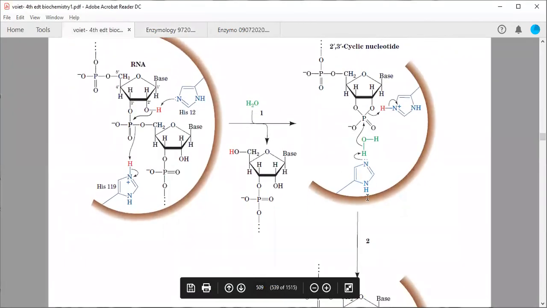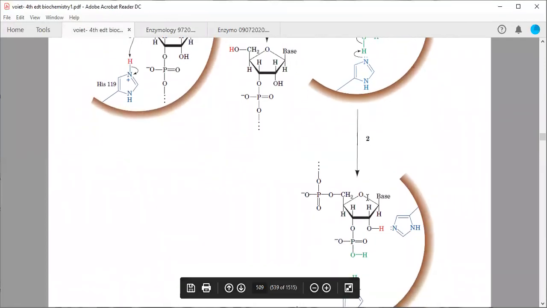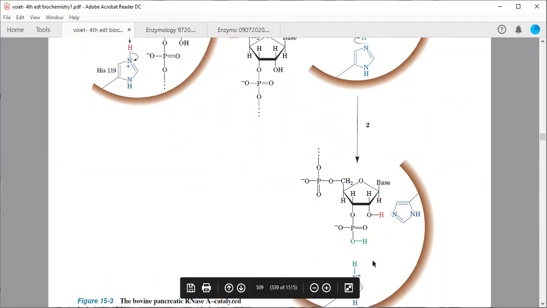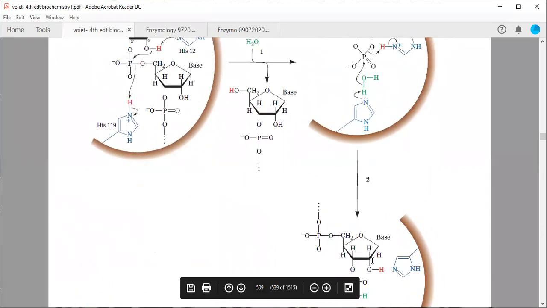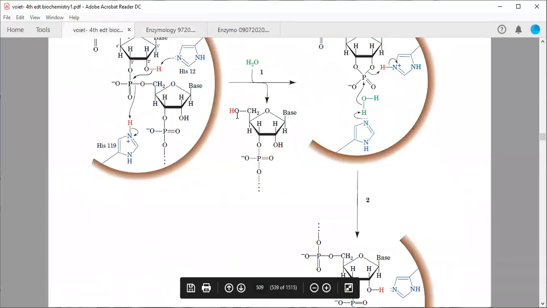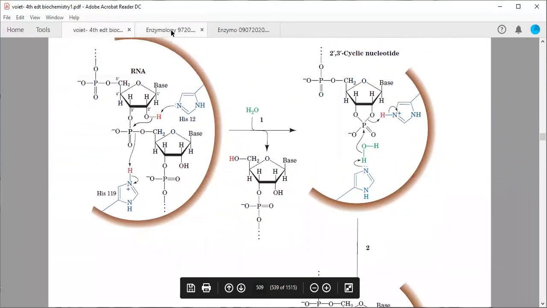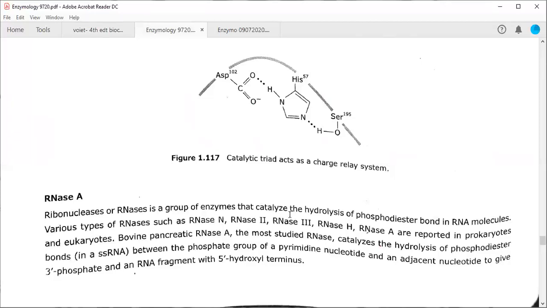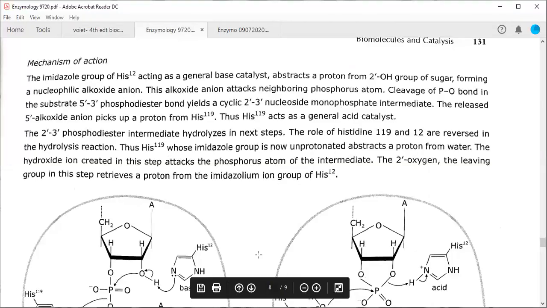a 3' phosphate. So look into this. It will give a 3' phosphate. So this is the 3' position of this particular RNA, and the 5' end will be released with a hydroxyl group over it. So this is the result of this particular reaction. Now how is it happening? So we look into the mechanism now.